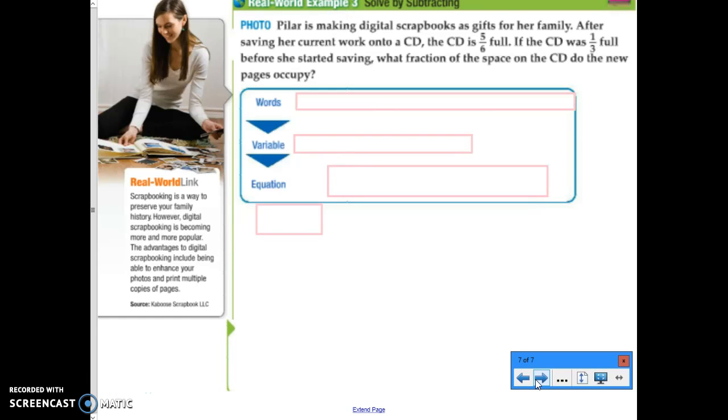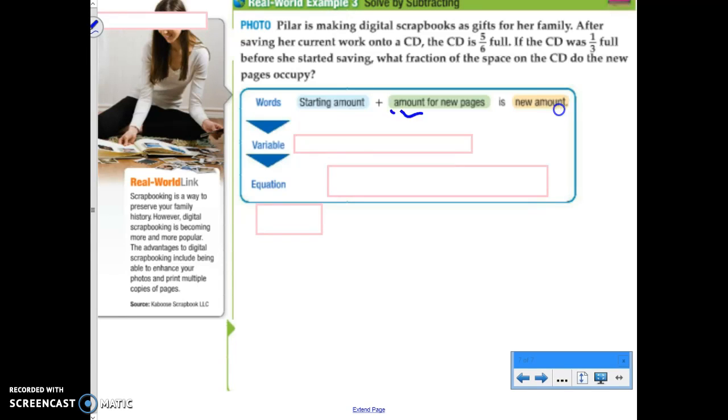So in words, the first thing we need to figure out is, hey, we're taking our starting amount and we're adding the amount for the new pages. And we know that that has to equal the new amount, or the new total, okay? So the first thing that we need to know is, do we know the amount for the new pages? We shouldn't know that. And when you don't know something, you plug in a variable. The starting amount, we do know though, so let me uncover this really quick. This just tells you that the amount of new pages is going to equal X.